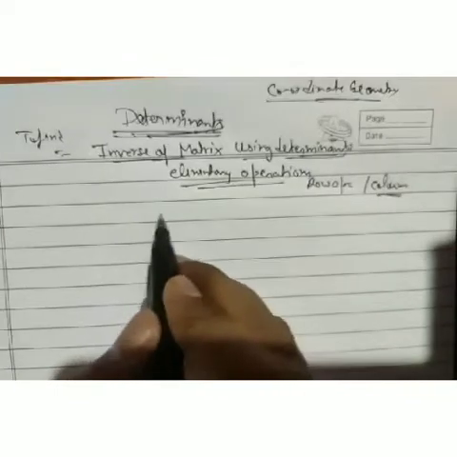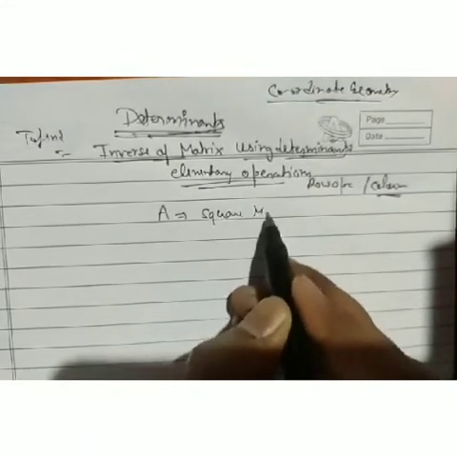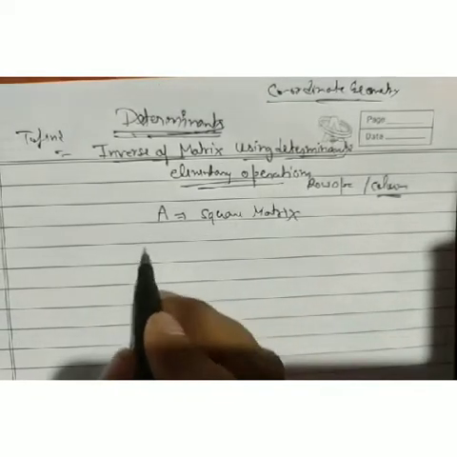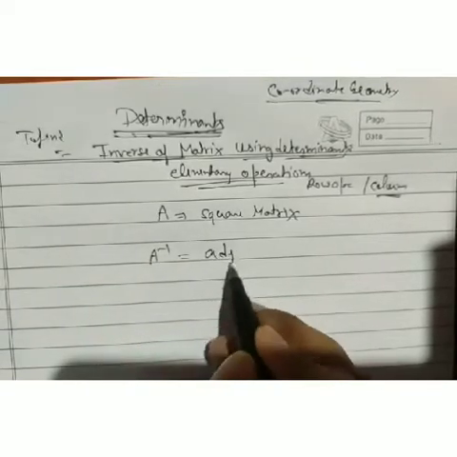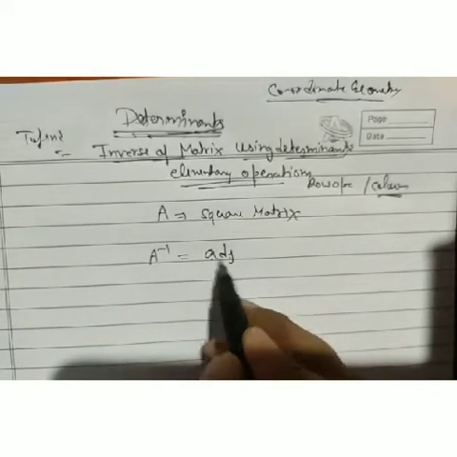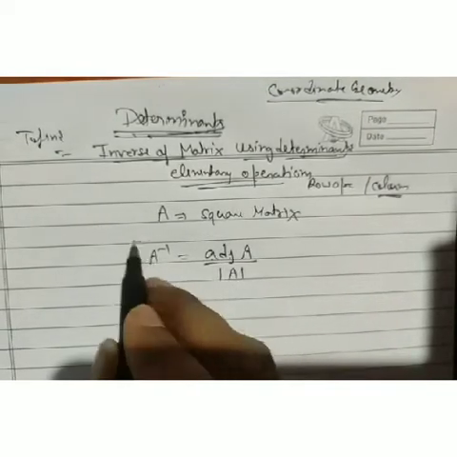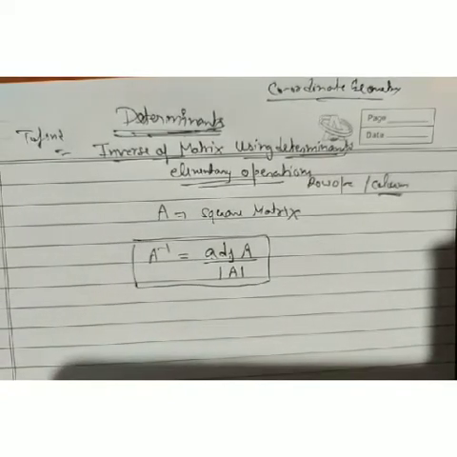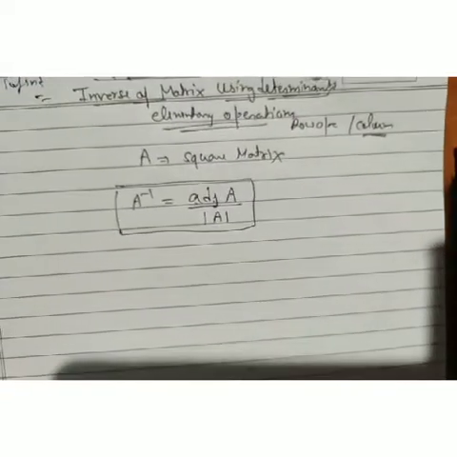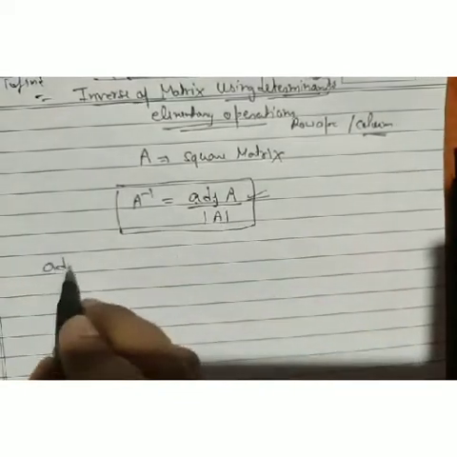Just suppose A is any square matrix. Then by using determinants, we are going to find A inverse, which is given by adj A, that means adjoint of A, divided by determinant of A. This is our required formula. First of all, we need to know what adj A is.